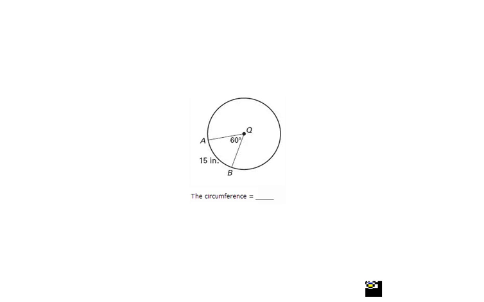Okay, here's a problem with a circle where we want to find the circumference. Now normally when you're finding circumference, you're going to use the circumference formula, C equals 2 pi r, which requires that we know the radius of the circle. Now in this problem, we're not given the radius of the circle. So it's going to be a little bit different in finding out what the circumference is.